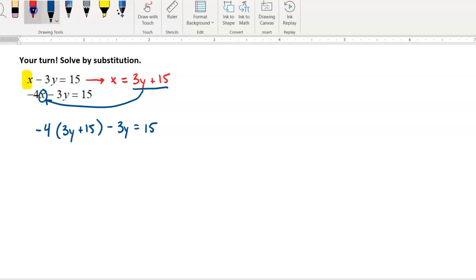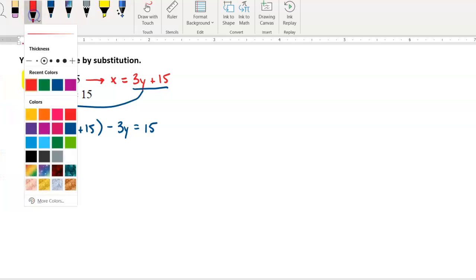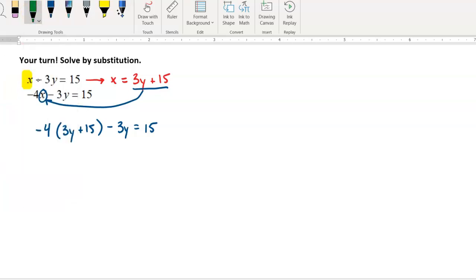All right, so now the next step is to solve for this variable. So the variable I'm going to solve for is y. So I'm going to start by distributing the 4 through. So it'll be negative 12y. Negative 4 times 15 would be negative 60. And then minus 3y equals 15 would stay the same.